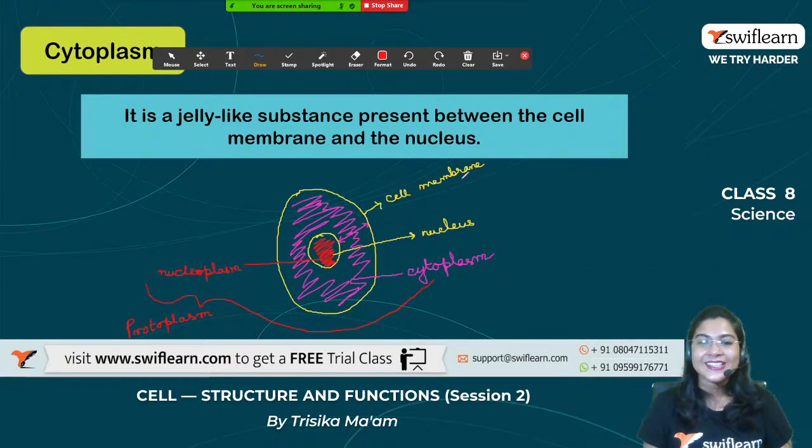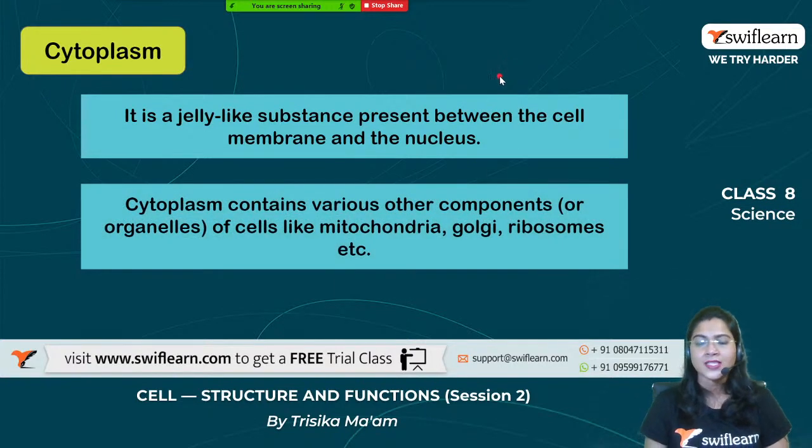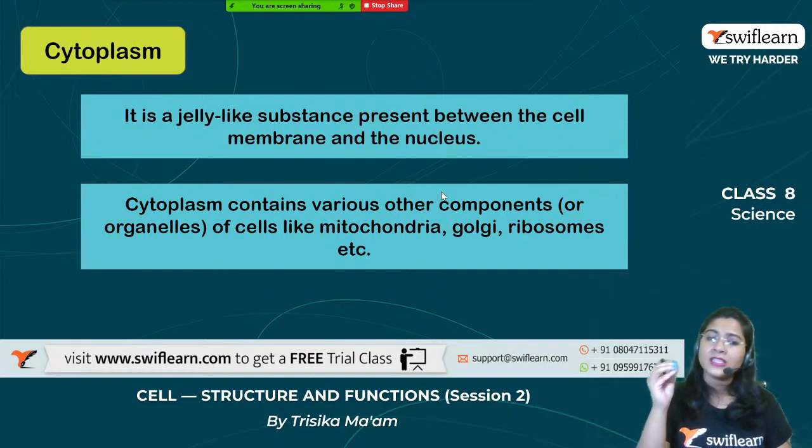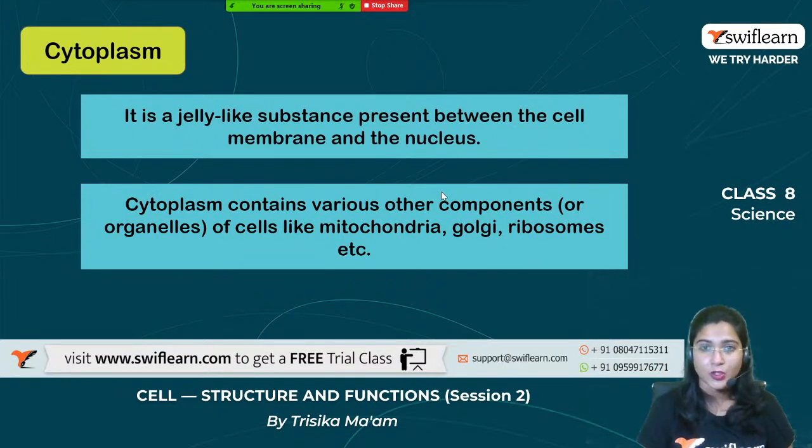So these are the main things which are present within the cell. I guess you have got an idea what is the cytoplasm, what is the nucleus, and what is the cell membrane. This cytoplasm contains all the other cellular organelles, which can be the mitochondria, Golgi bodies, ribosome, lysosome, vacuoles, endoplasmic reticulum, and so on. So all these vital cell organelles are floating within the cytoplasm.